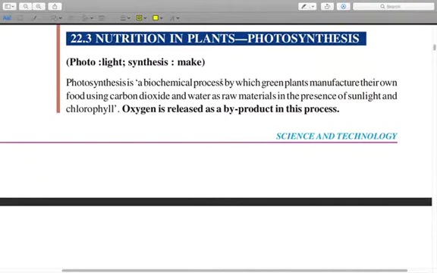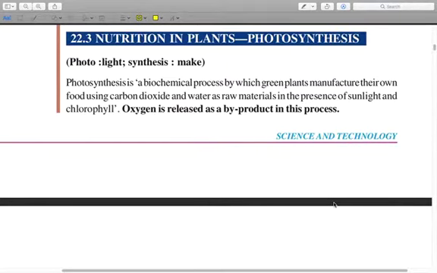That's why it is a biochemical process in which green plants manufacture their own food using carbon dioxide and water as raw materials in the presence of sunlight and chlorophyll. So these are the materials. If asked in the exam, you have to remember this. What are the raw materials used in photosynthesis? You have to write carbon dioxide, water, sunlight, and chlorophyll, which is present in the plant cell. And oxygen is released as a byproduct in this process.